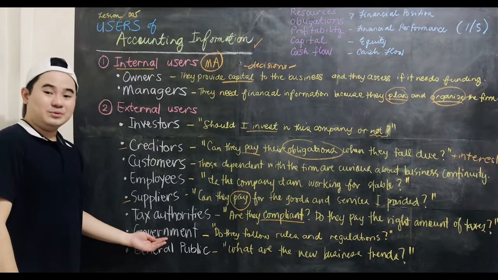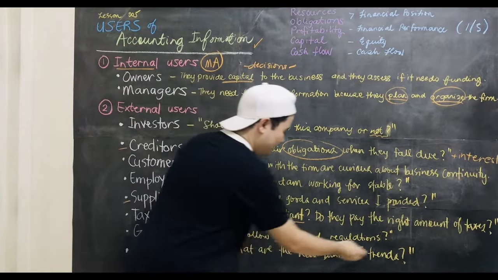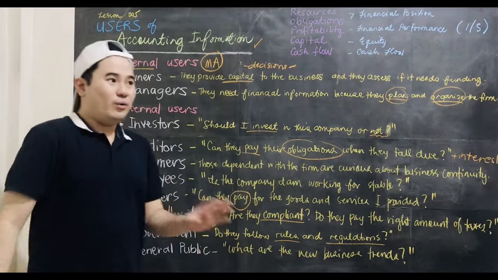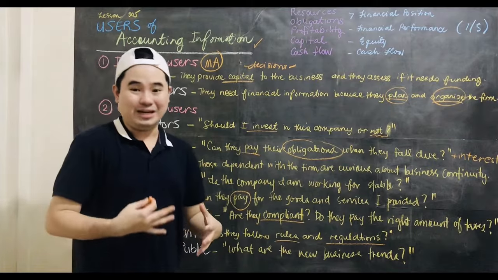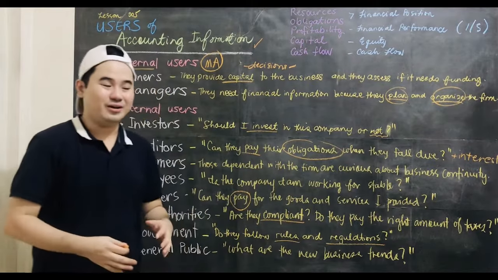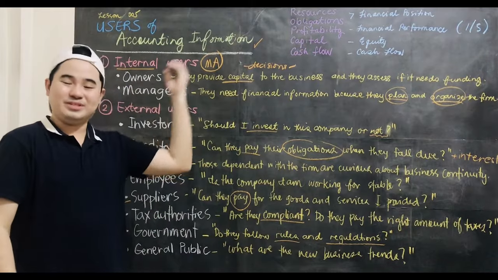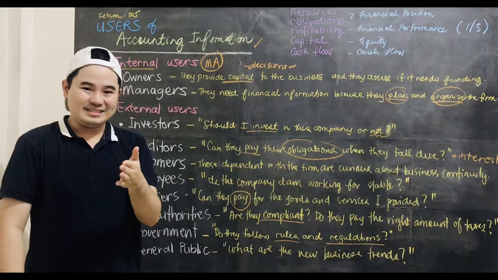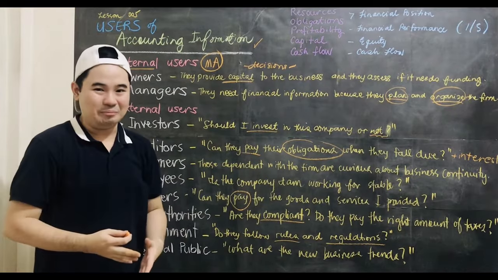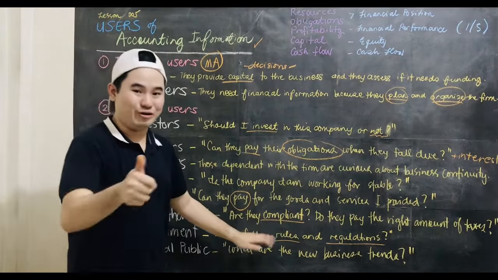The government will also be curious about you. Do they follow rules and regulations? Well, the government is curious about you because we answer to public accountability here. So, are you really compliant? Because after all, in presenting financial information, the public is dependent on what you give them. So, the government will check if you are doing it right.